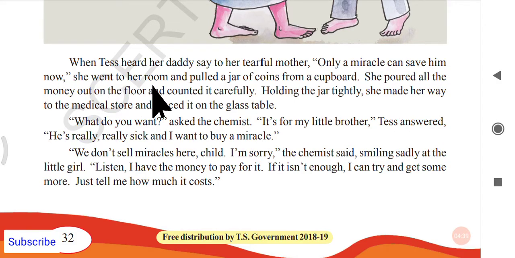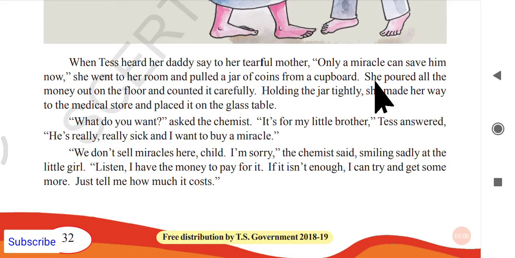Okay, so she went to her room and pulled a jar of coins from a cupboard. So what happened here is, when these two, husband and wife, were speaking about this Andrew, Tess heard what her dad said to her mother. The words that dad said were, we cannot do anything now, only a miracle could save our boy, only a miracle could save our son.